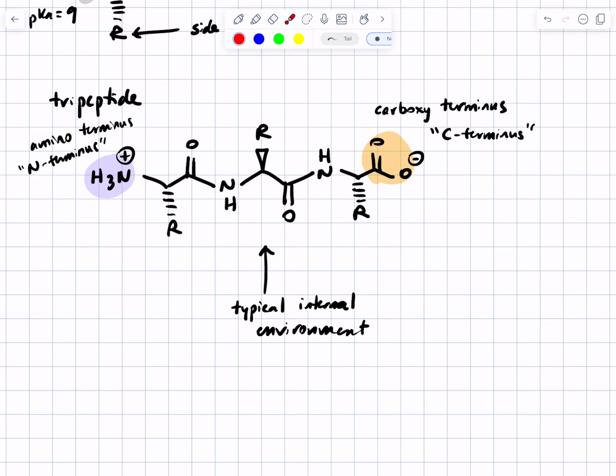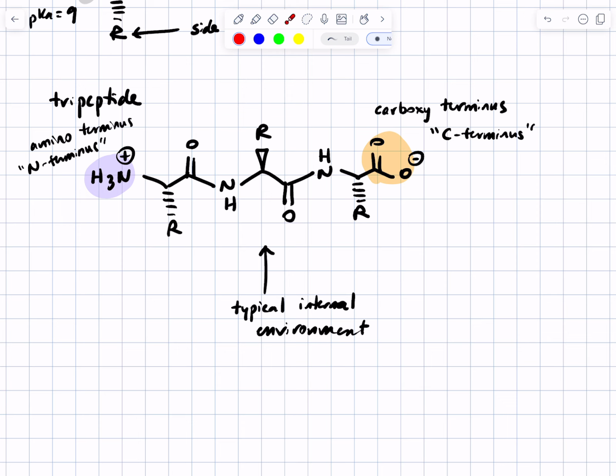However, in any peptide, there will be 2 amino acids in this terminal environment where at the N terminus you've got a positive charge and at the C terminus you've got a negative charge. So if you're a side chain at the N terminus, you're right next to a positive charge. If you're a side chain at the C terminus, you're right next to a negative charge. If you're a side chain in the middle, you don't have a charge on either side.